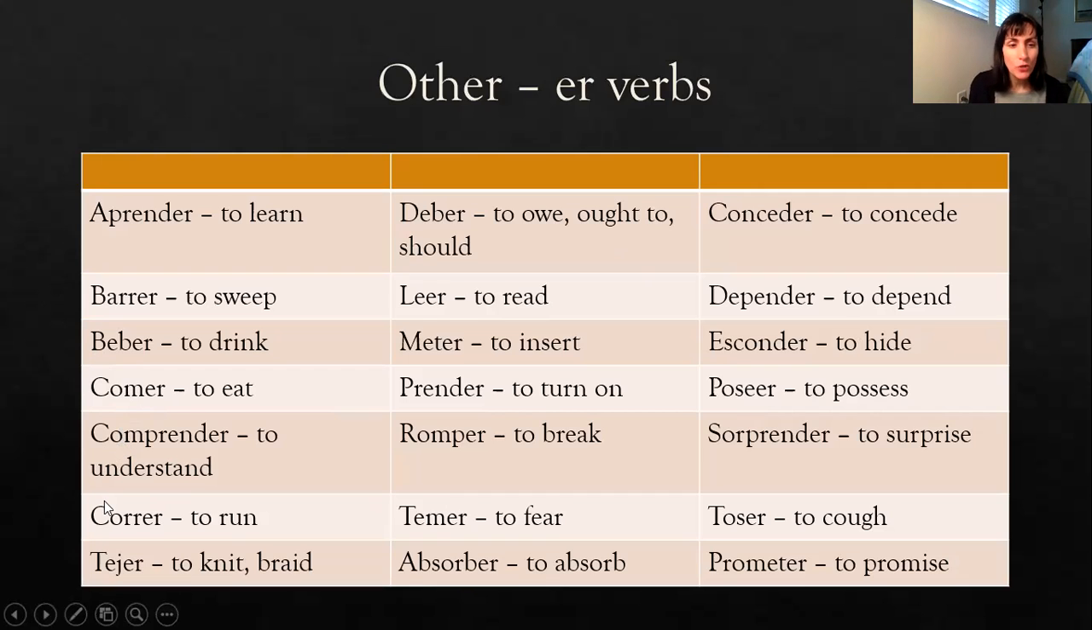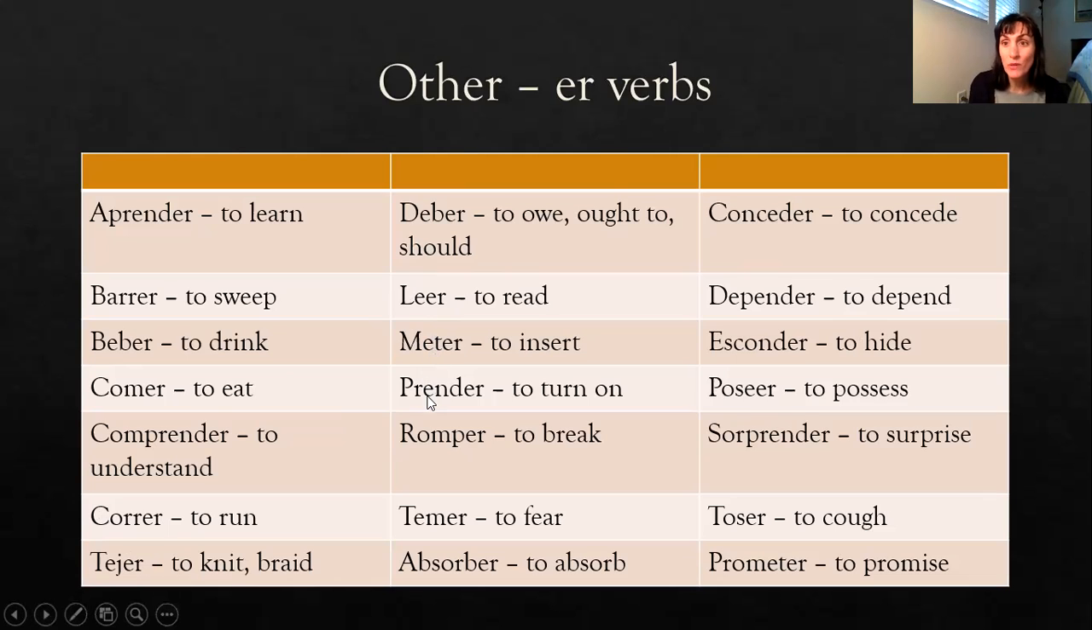Comprendo. Correr is to run. How do we say I run? Corro. Tejer is to knit or braid. It can also mean to crochet. What would I knit be? Tejo. All right, so let's do this middle column for we. Instead of deber, we have debemos. Leer would be leemos. Meter, metemos.